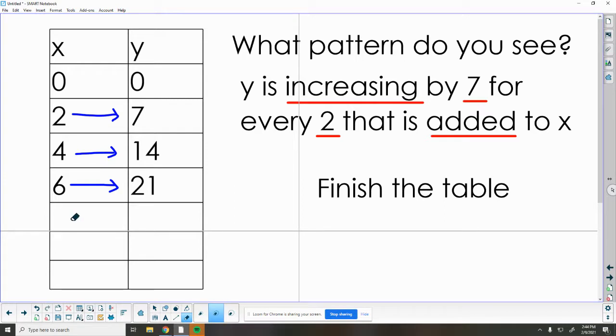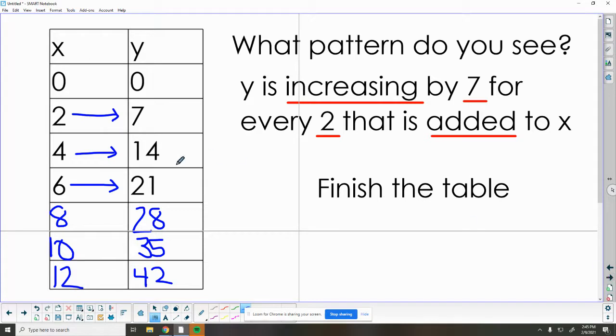So this was growing by 2s, this was growing by 7. So every time we got 2 here, we got 7 here. 2 more here, 7 more here. So see if you can finish that table. So counting by 2, so next we would have 8, 10, and 12. 7, 14, 21, 28, 35, and 42.